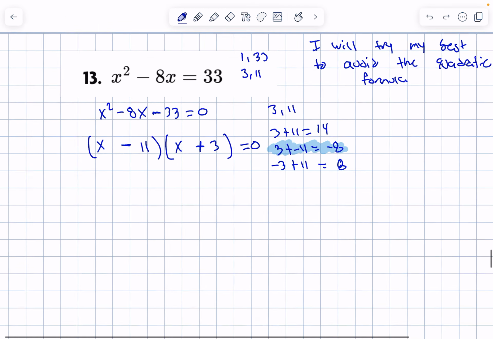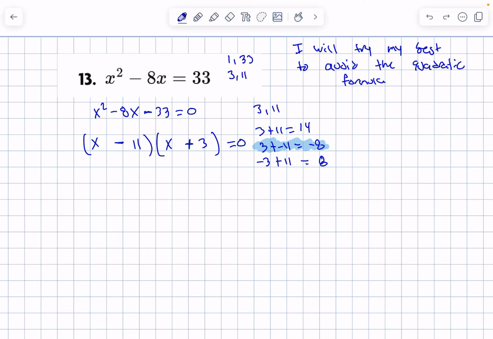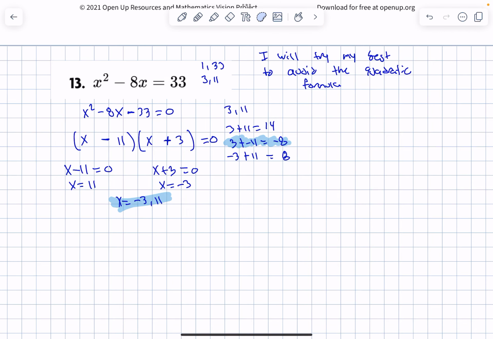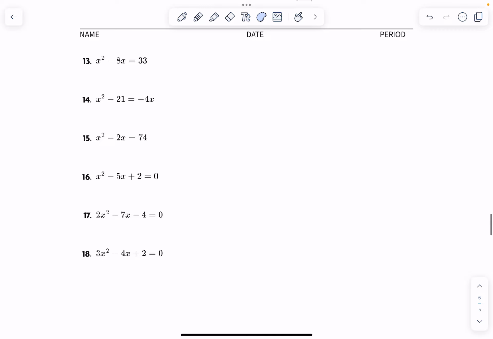Okay. Now I'm left here. How do I do this now? So you set each of them equal to 0, and then solve. Okay, so x here is equal to 11, and x is equal to negative 3. So those are my solutions, right? x is equal to -3, comma 11. Good. Let's talk about 14.